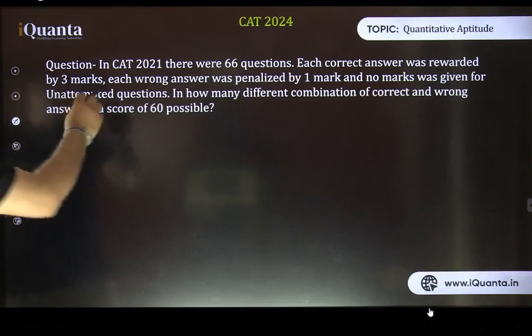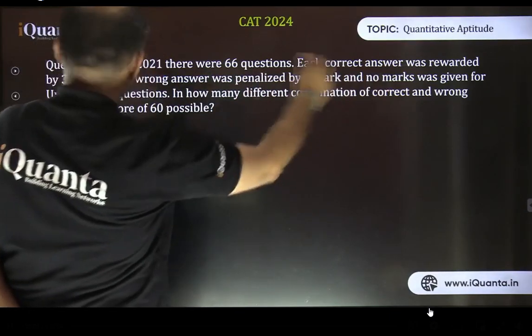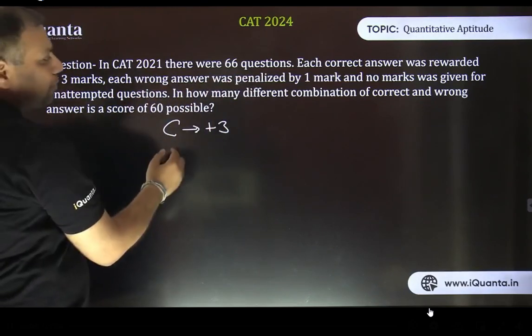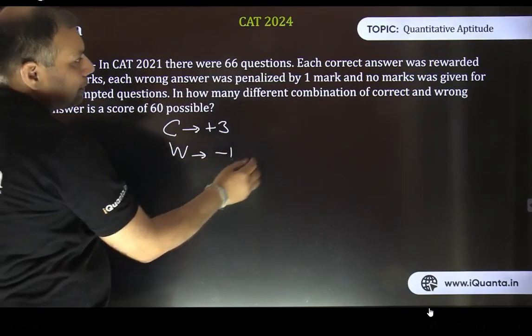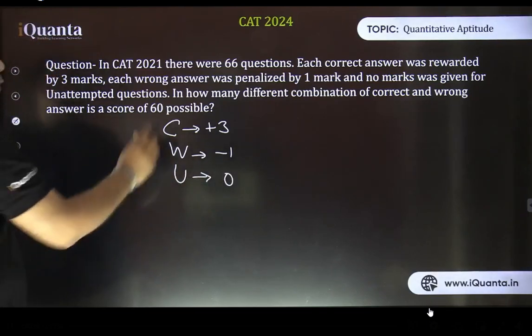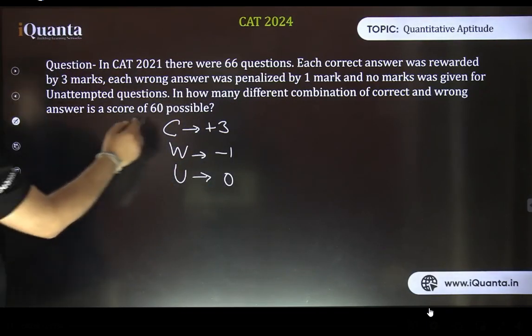Okay, let's see. In CAT 2021 there were 66 questions. Each correct answer was awarded 3 marks, so for a correct answer you get +3. And each wrong answer was penalized by 1 mark, so for a wrong answer you get -1. And no mark was given for unattempted, so for unattempted there will be 0 marks. So in how many different combinations of correct and wrong answers is a score of 60 possible?